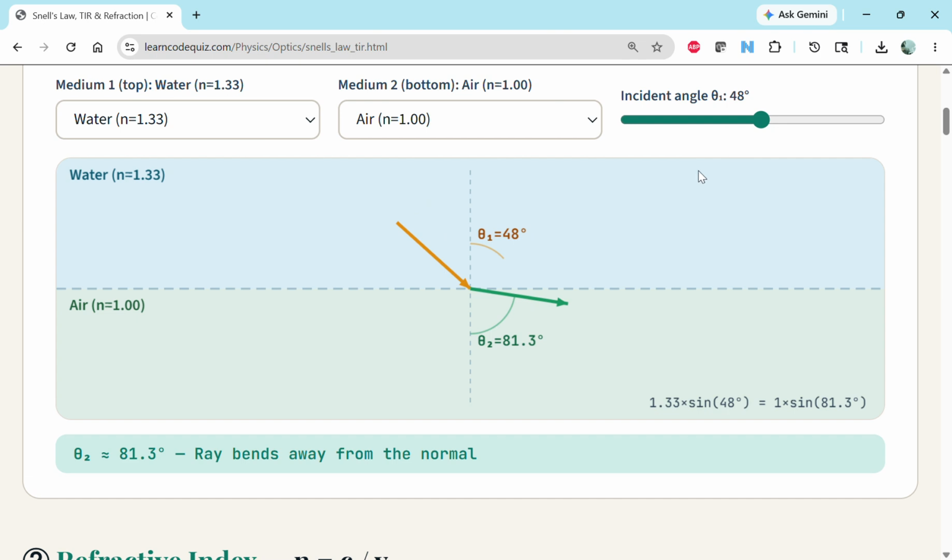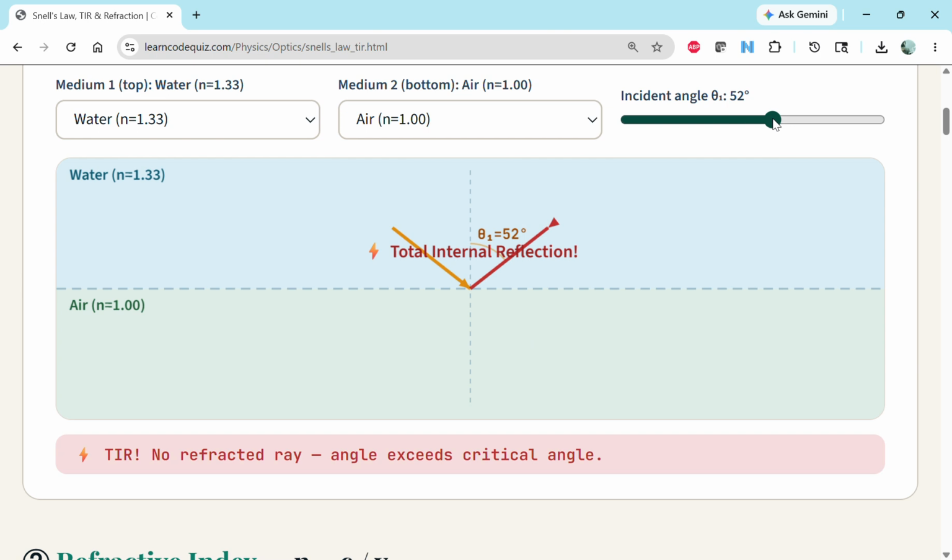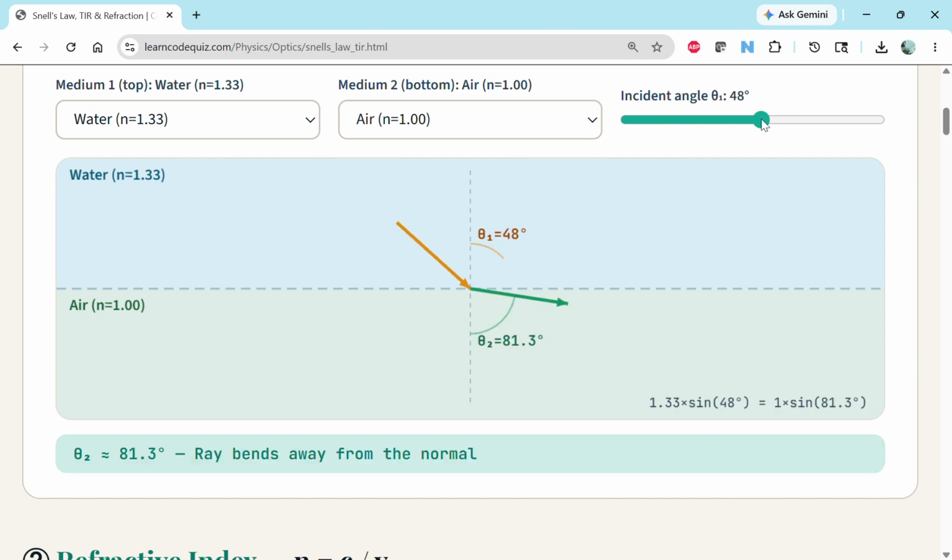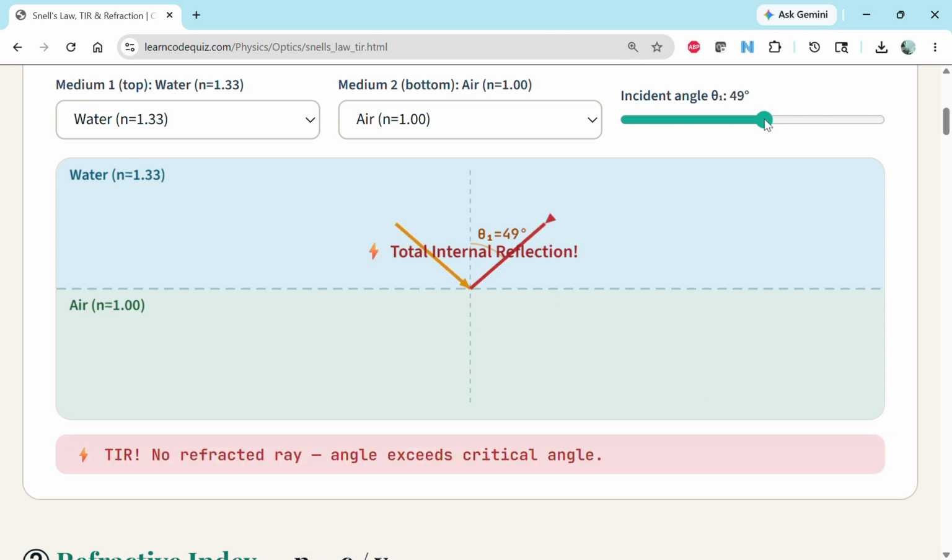If you increase it a little further, let's say you just go to 49 degrees, you have total internal reflection. No light passes to the air anymore from water. That means light coming from water goes back into water. And this is around 49 degrees, right? The critical angle.